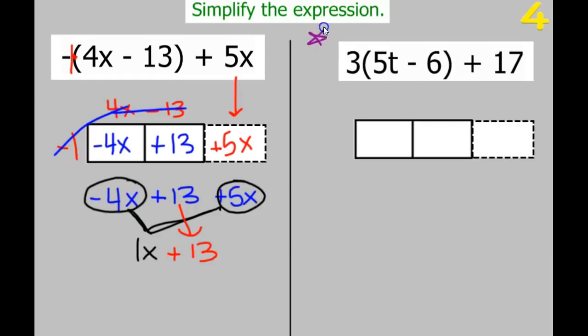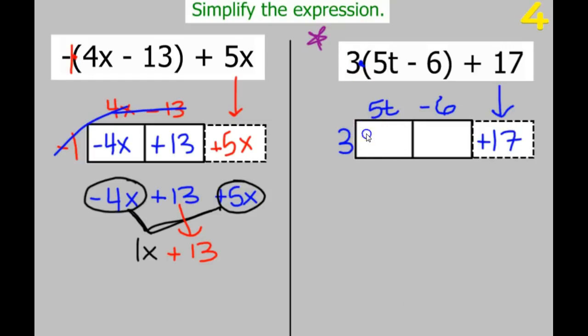I would like you to try this one on your own, and then click play to see if you got it right. So in our parentheses, our classroom, we have 5t minus 6. Our teacher touching the classroom, so closest person to the classroom always, is a 3. And then we have plus 17 in the box.